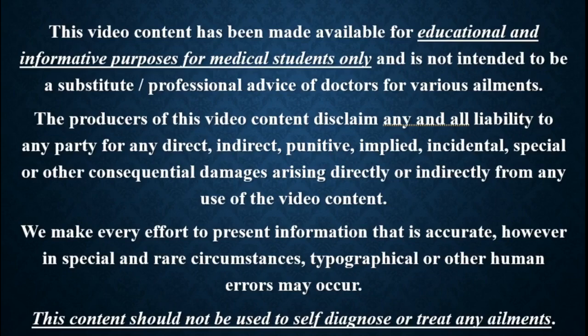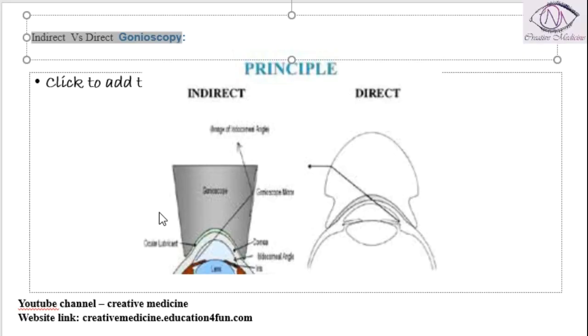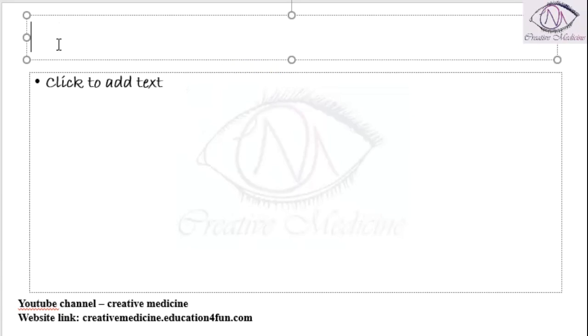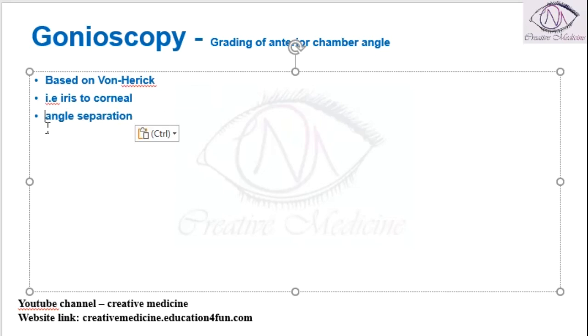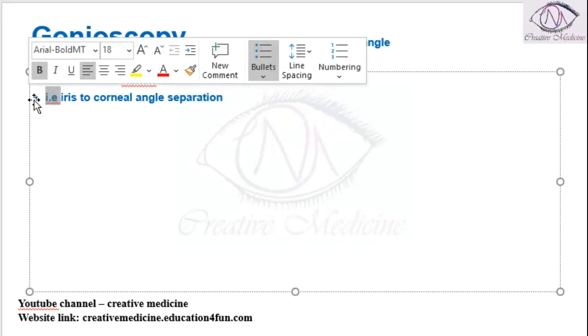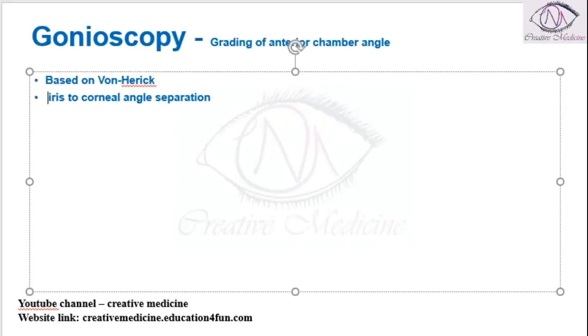In this lecture, we will learn about gonioscopy. In gonioscopy, we have to see the grading of the anterior chamber angle. This grading of the anterior chamber angle is based on von Herick's grading, that is, the iris to corneal angle separation. The grading is seen, so we have the following grades.